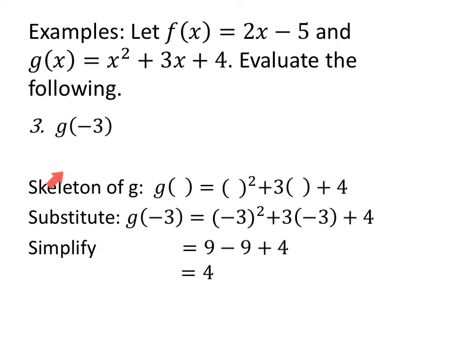Let's do another one for g. g of negative 3, I start with my skeleton. Something squared plus 3 times something plus 4. Right? Up here it's x. Down here we're just going to have parentheses. When we substitute the negative 3, that's negative 3 squared plus 3 times negative 3 plus 4. Negative 3 squared is 9. 3 times negative 3 is negative 9 plus 4. Well, the 9's cancel out, and I'm left with 4. g of negative 3 is equal to 4.